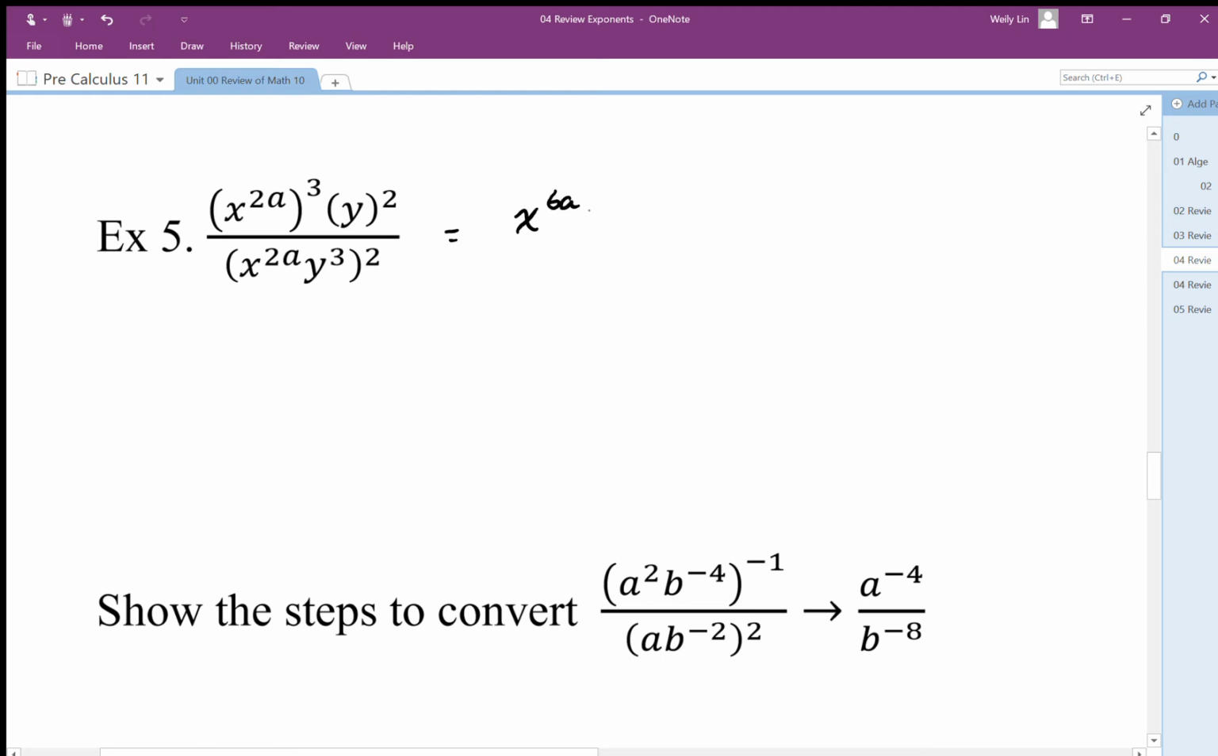Okay, this is just y squared. I've got two groups of x to the 2a, so we don't know what a is, but we know we're going to do it twice as many times as we have listed here, so we're going to do that 4a times.